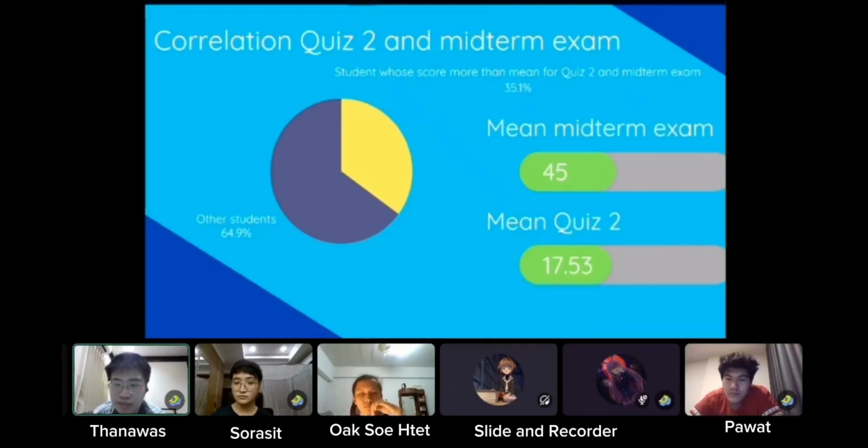Next is the correlation between quiz 2 and midterm exam score. The mean of quiz 2 is 17.53. Students who score more than the mean for quiz 2 and midterm exam is only 35.1%.